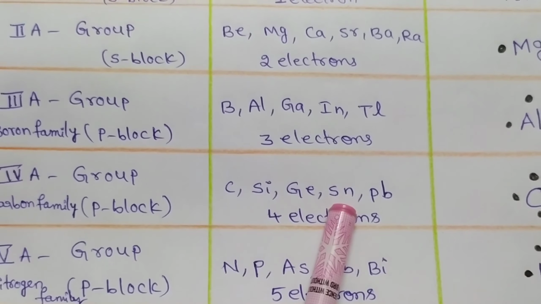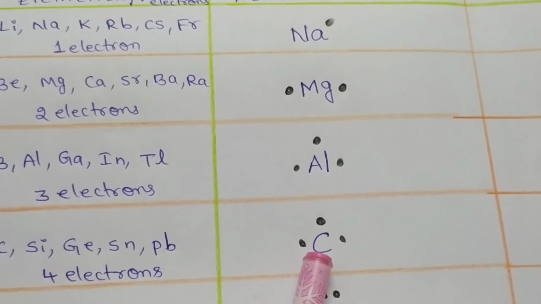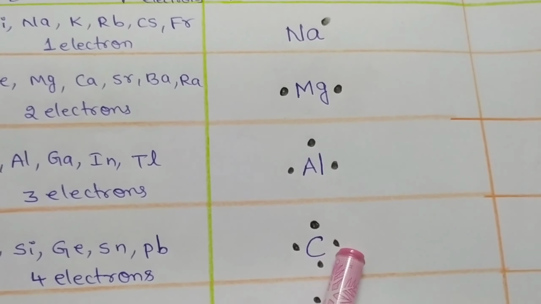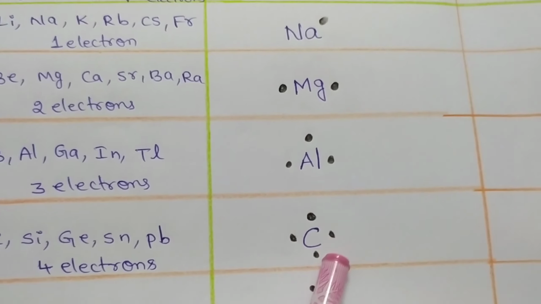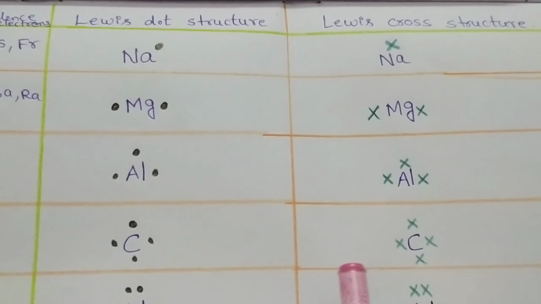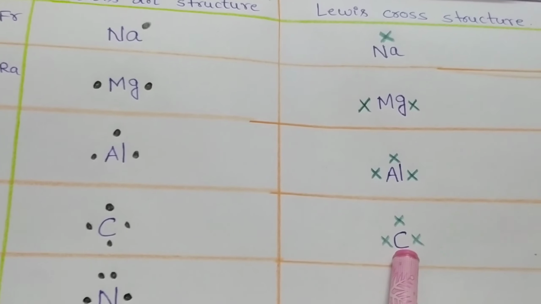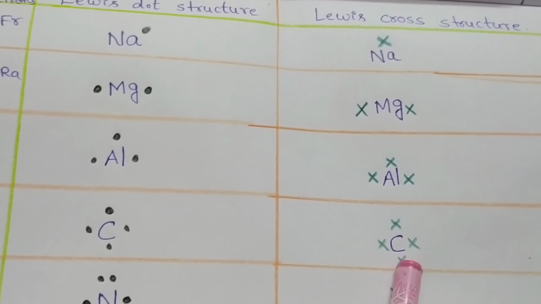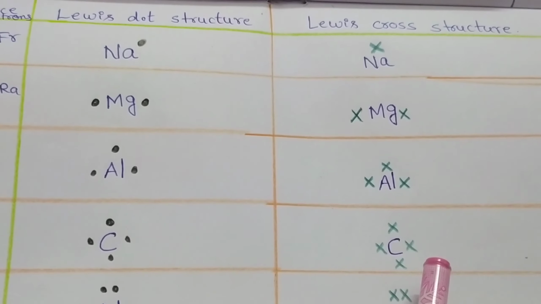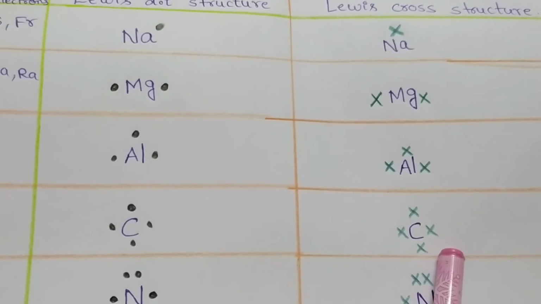We can take carbon as an example for representing the Lewis dot structure. We can put 4 dot symbols around the carbon atom. According to the Lewis cross structure, we can put 4 cross marks around the carbon atom. This represents that carbon contains 4 valence electrons.